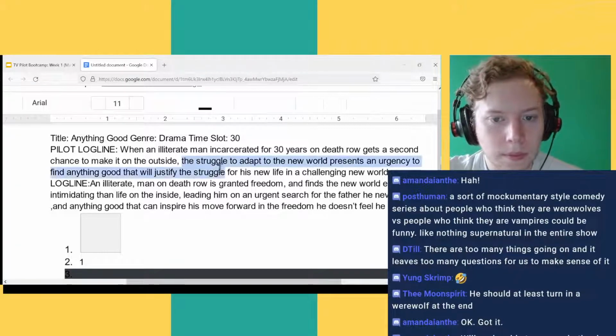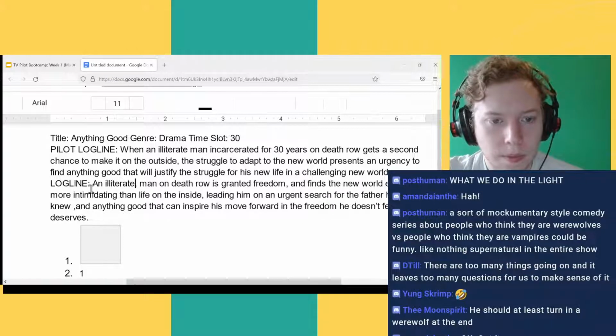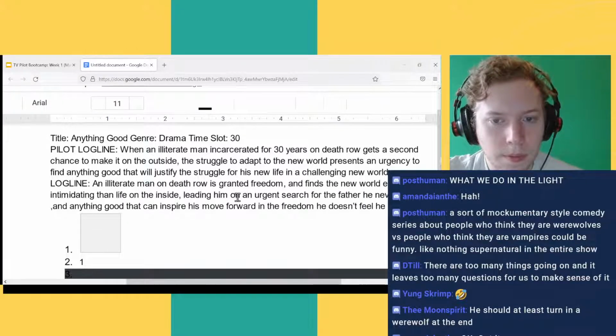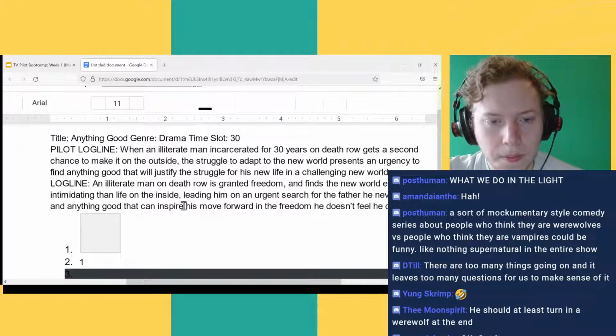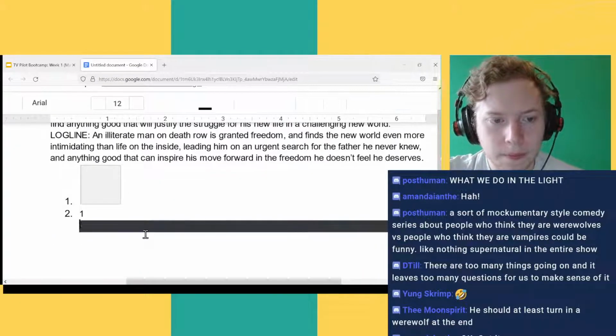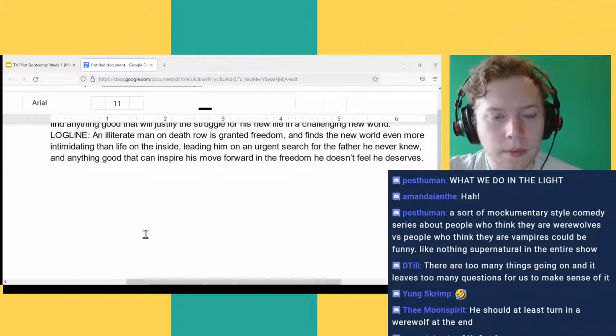Logline: an illiterate man on death row is granted freedom and finds the new world even more intimidating than life on the inside, leading him on an urgent search for the father he never knew and anything good that can inspire him to move forward in the freedom he doesn't feel he deserves.